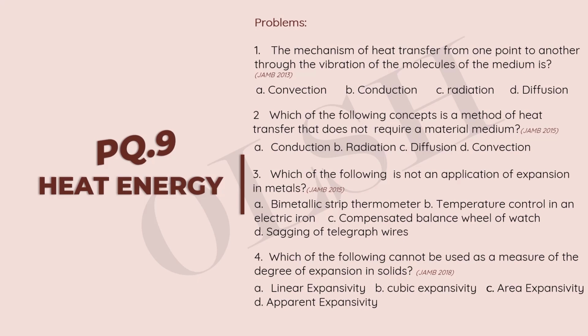Number 4, which of the following cannot be used as a measure of the degree of expansion in solids? We have linear expansivity, cubic expansivity, area expansivity, and apparent expansivity. Obviously the answer should be D. Of course we talked about linear, cubic, and area expansivity. So apparent expansivity cannot be used to measure the degree of expansion in solids.